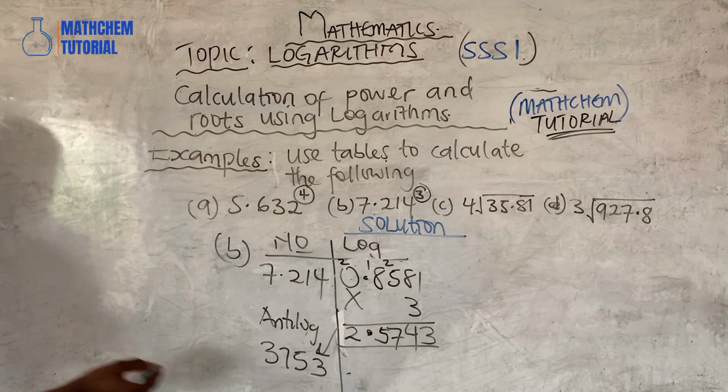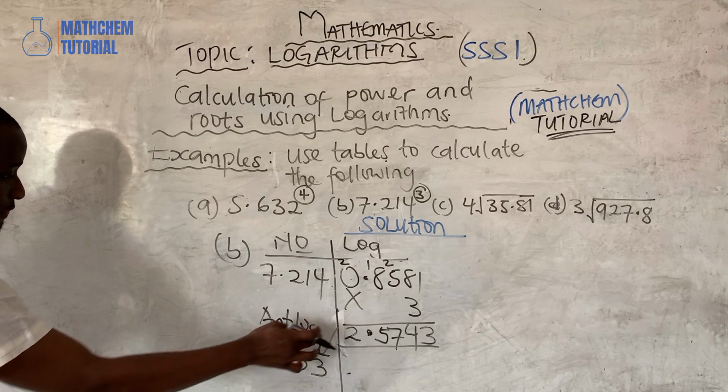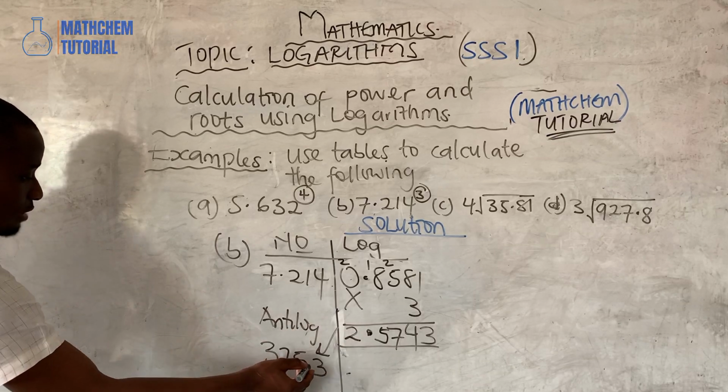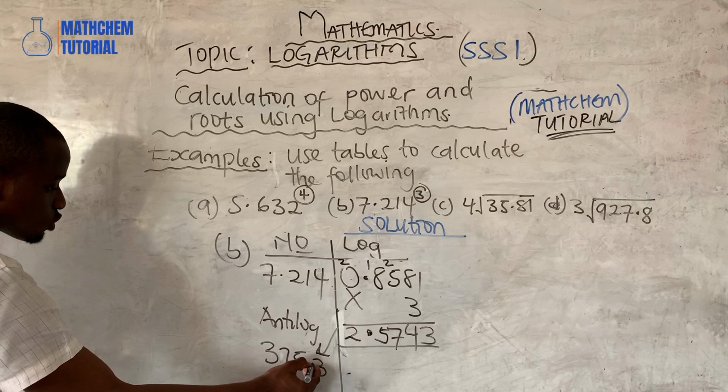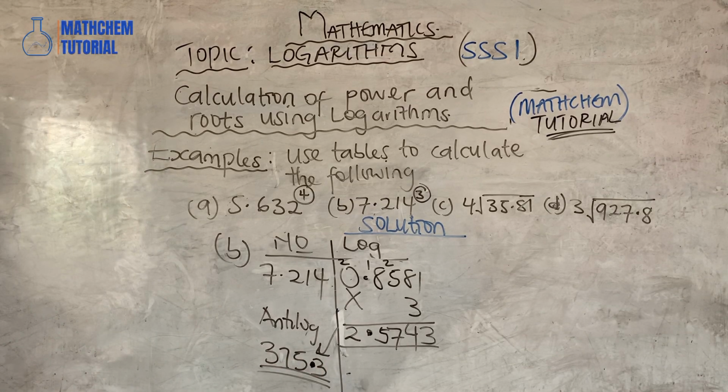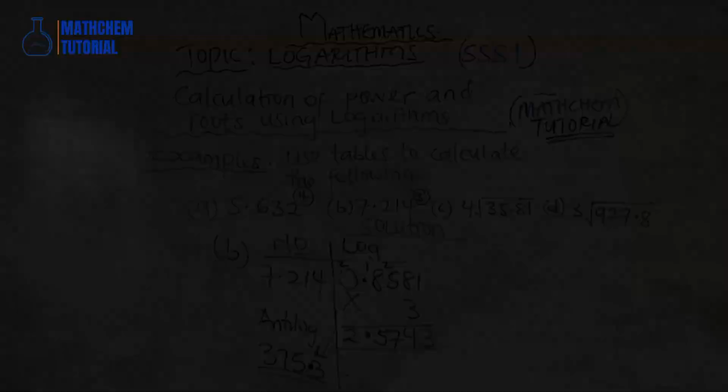Remember, if you put the decimal point here, that means the value here is 0. Put the decimal point here, that means the value here is 1. Put the decimal point here, that means the value here is 2. So my decimal point will be here. So my final answer should be 375.3. So if you find the cube of 7.214, I mean, if you find 7.214 raised to the power of 3, you are going to get 375.3. Now let's move to the next example.